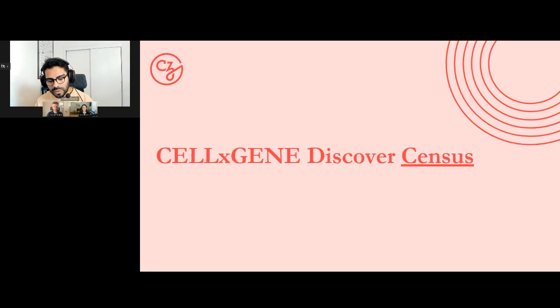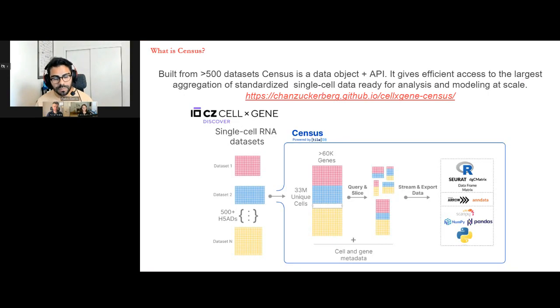But now I want to do a deep dive into Census. So Census is a feature that was built for computational biologists, and it is both a TileDB-SOMA data object plus some Python and R APIs that sit on top of TileDB-SOMA to provide efficient, free access to all of the data that we have in CELLxGENE using a cell-based paradigm instead of a dataset-based paradigm.